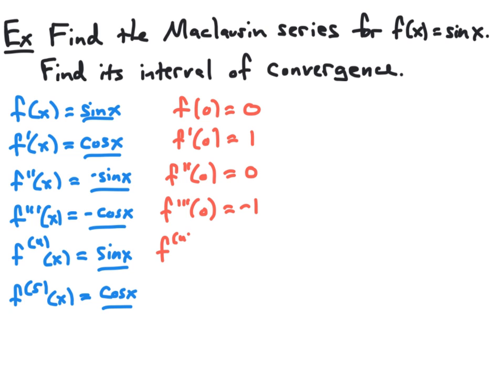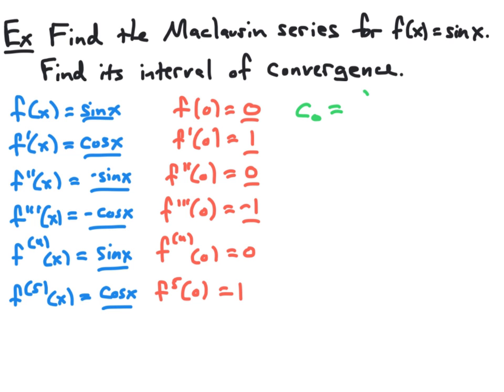The fourth derivative at 0 will be 0. And the fifth derivative at 0 will be 1. Again, notice that we're going to have the four numbers 0, 1, 0, negative 1 repeat as we continue on taking derivatives and evaluating at 0. We now divide each of these values by the appropriate factorial to find our first several coefficients.